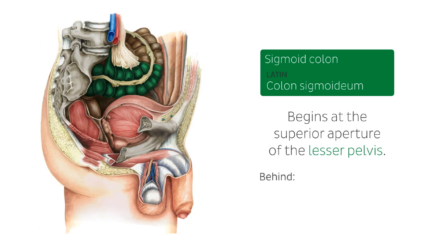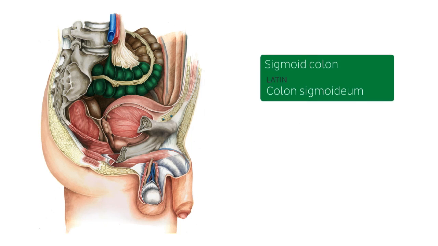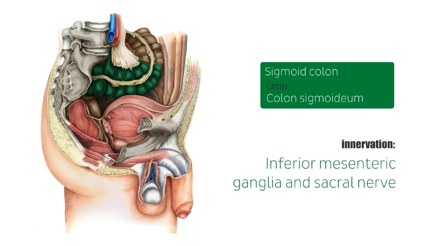Behind the sigmoid colon, we're going to find a few structures, including the external iliac vessels, the left piriformis muscle, and the left sacral plexus of nerves. We'd like to also add a word on the innervation of the sigmoid colon. The inferior mesenteric ganglia and also the sacral nerve will be innervating the sigmoid colon.